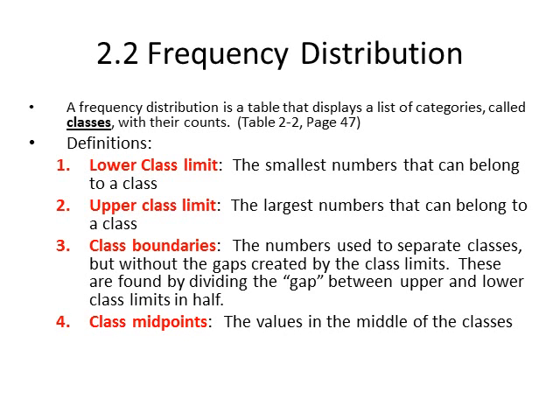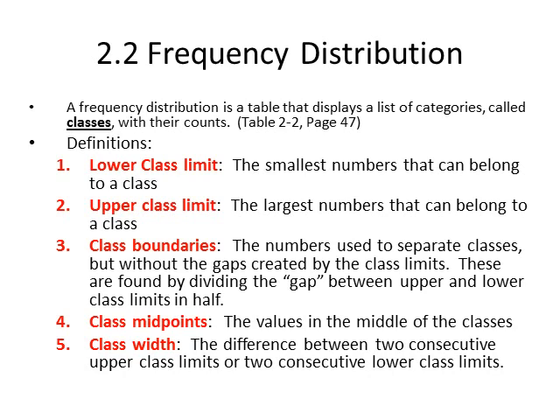And then class midpoints. These are the middle values of each class, and there's a way to calculate that. And then the class width. Class width is how much it's jumping up by. Does it go up by 10? Does it go up by 5? So we'll look at how to calculate that.